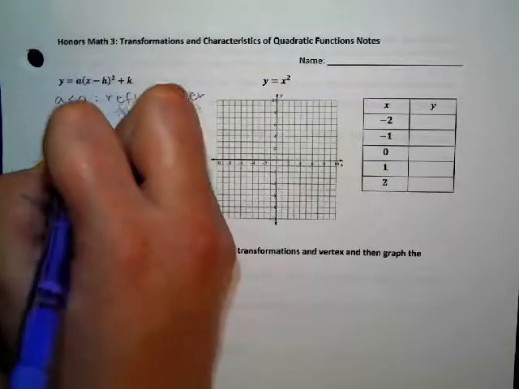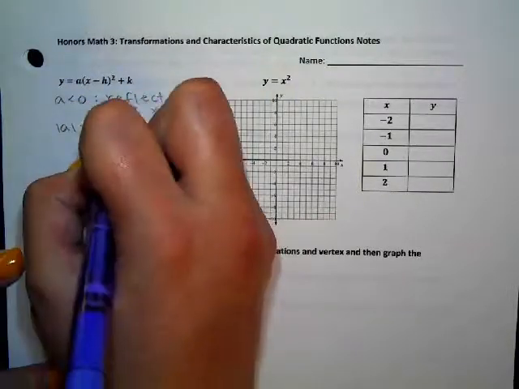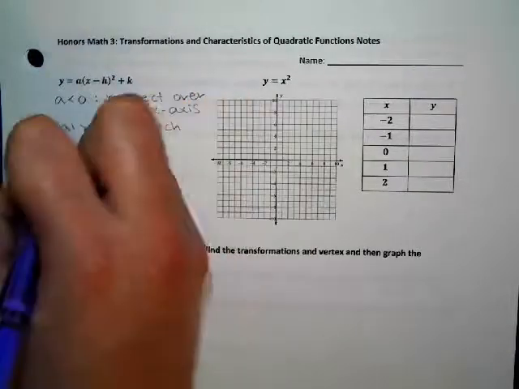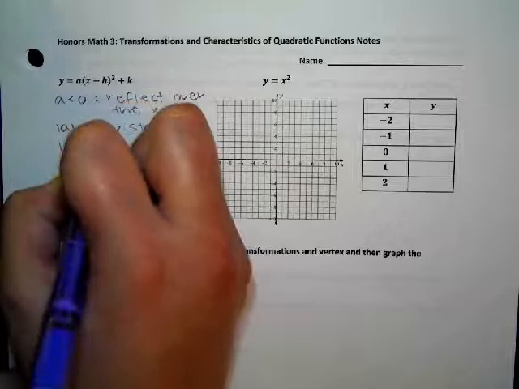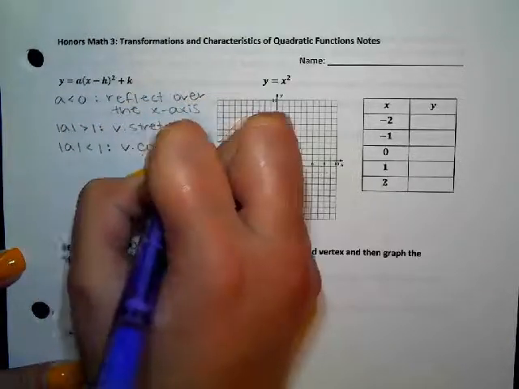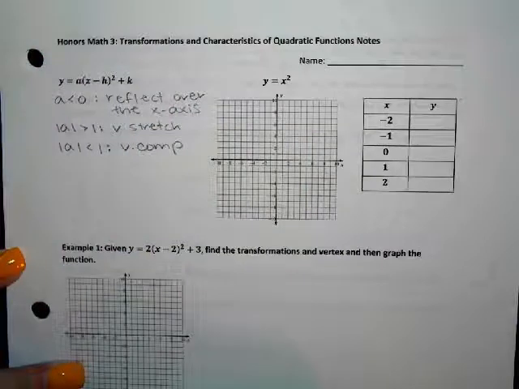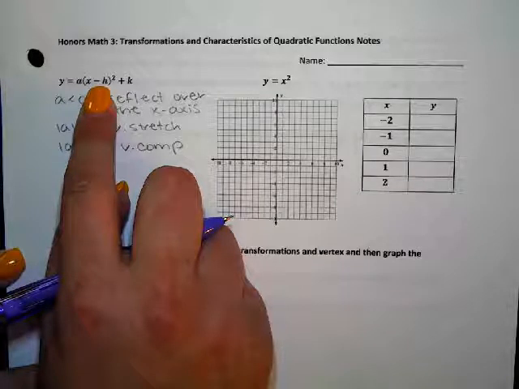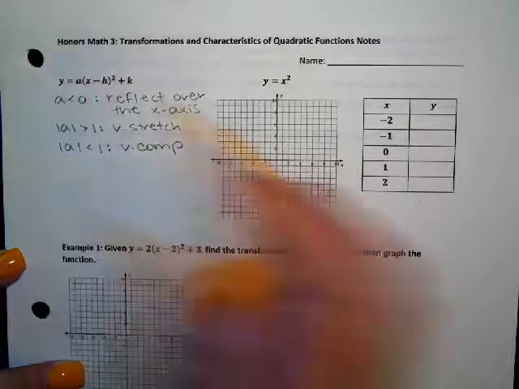If the absolute value of a is greater than 1, then you have a vertical stretch. If the absolute value of a is less than 1, then you have a vertical compression. Right? For the h value, this is going to shift the graph left and right.